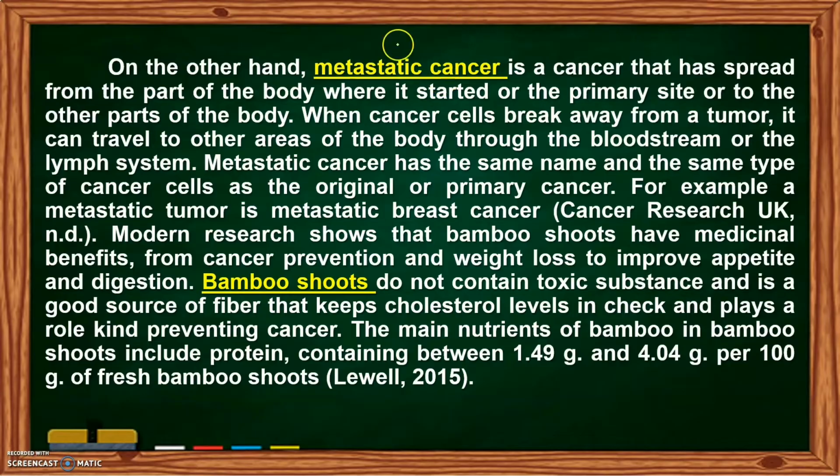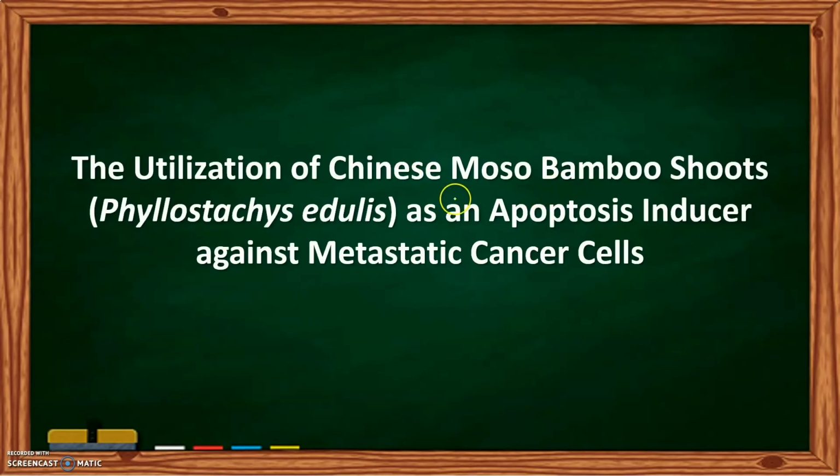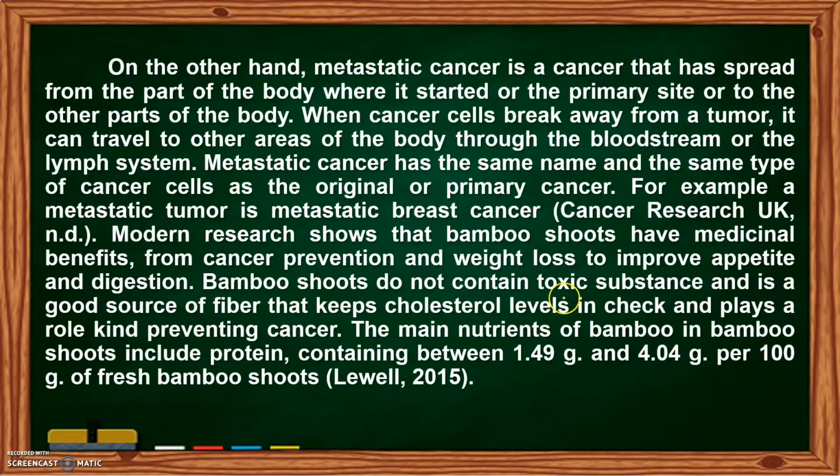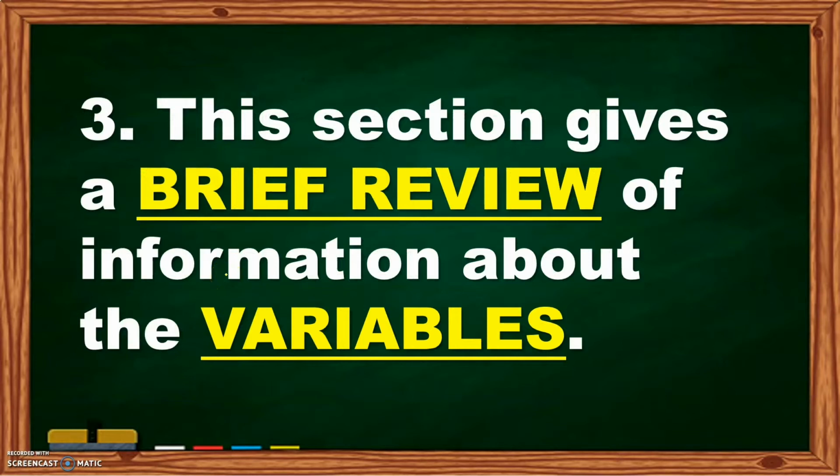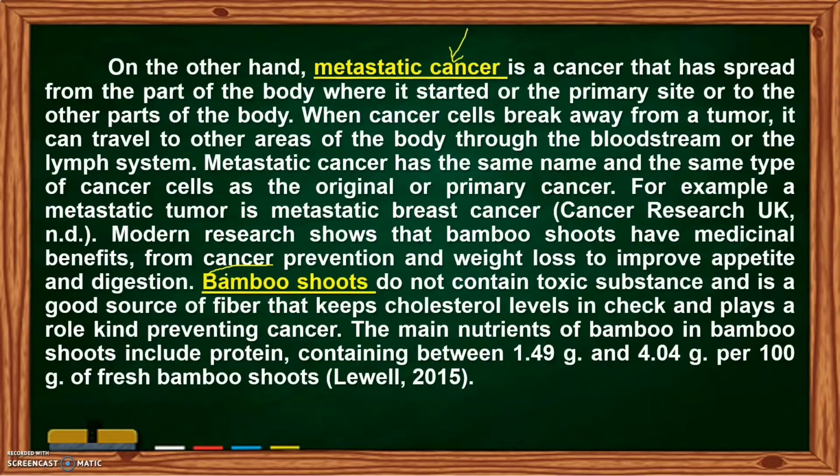So, look at this. Okay? Ano ba yung kanilang variable dito? Ayan, we have the bamboo shoots and the cancer cells. Kasi yung bamboo shoots, ito daw yung ipang-cure natin sa cancer cells. So, ang ginawa nila is the metastatic cancer. Okay? And also the bamboo shoots. Okay, so again, this section gives a brief review of information about the variables.